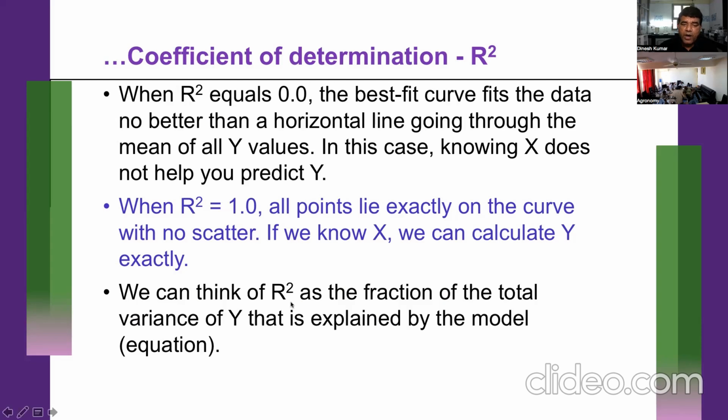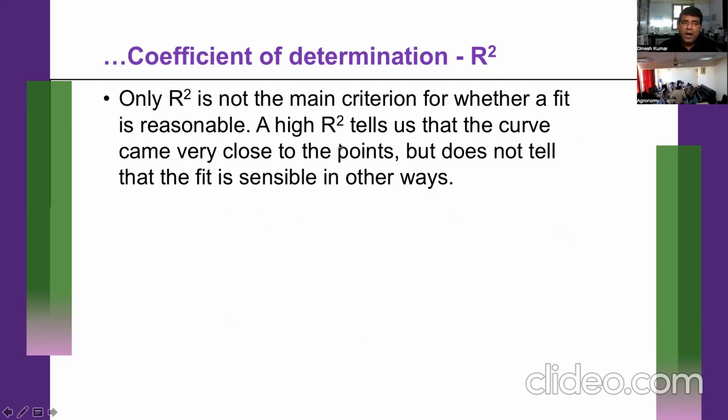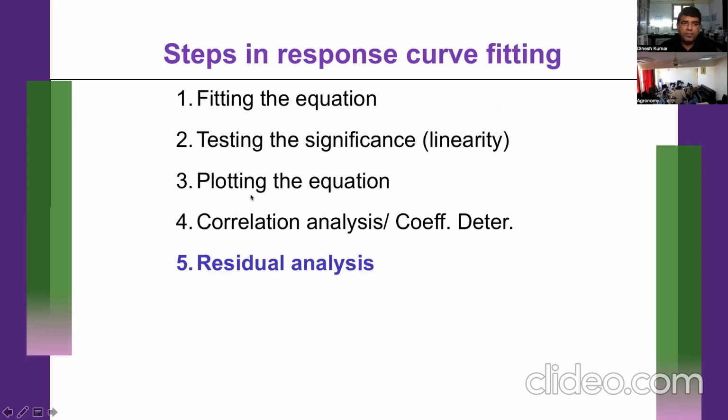We can think of R square as a fraction of the total variance of y that is explained by the model. But R square alone is not the main criterion for whether a fit is reasonable. A high R square tells us that the curve came very close to the points, but does not tell us that the fit is sensible in other ways.